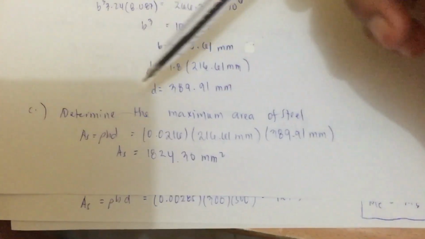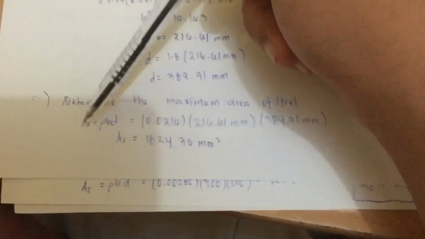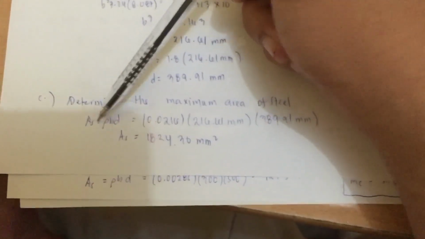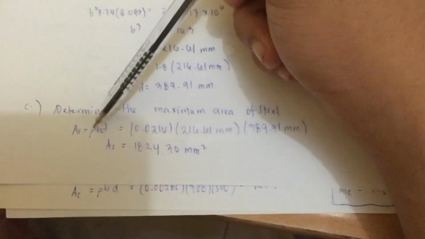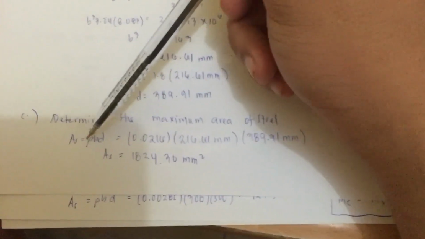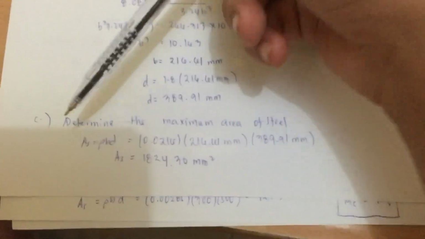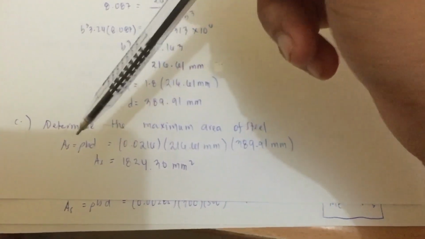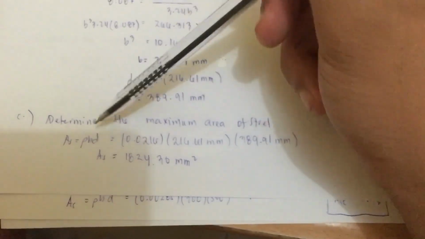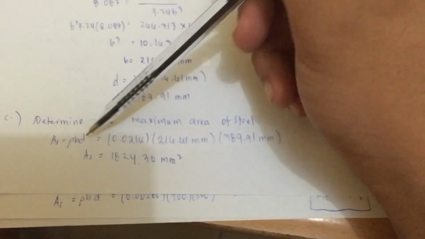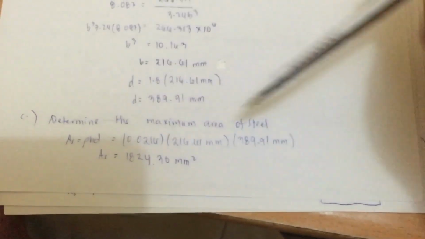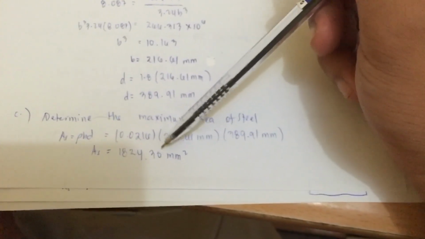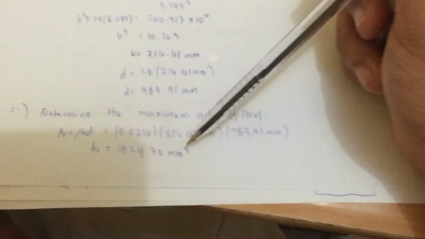Now for letter C, determine the maximum area of steel. So we have this formula, As max, the maximum area of our steel. Then we'll use the maximum steel reinforcement ratio, since the required is the maximum area of steel. So we'll use the maximum steel reinforcement ratio, and then the dimensions of the beam, the width and the depth. By substituting, we'll get 1824.30 millimeters squared.